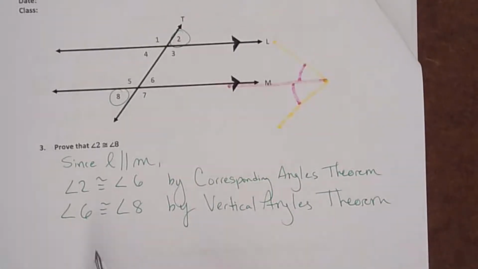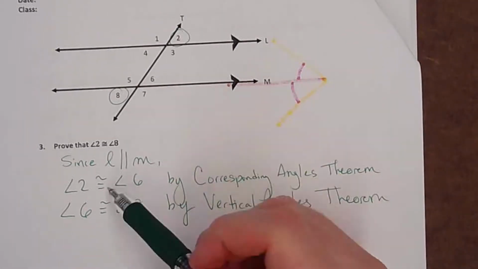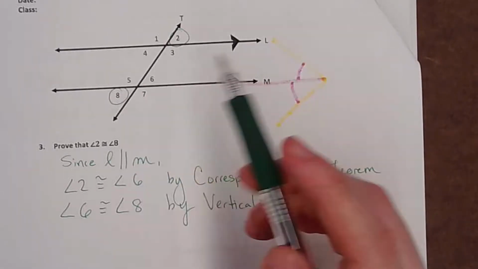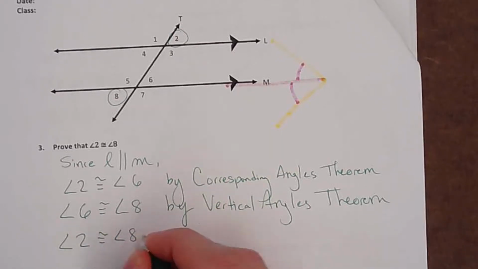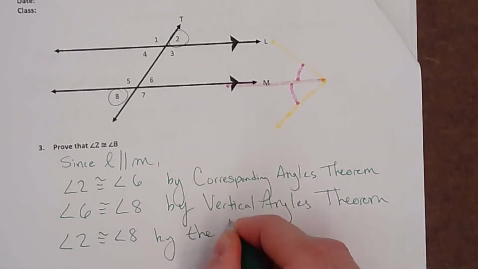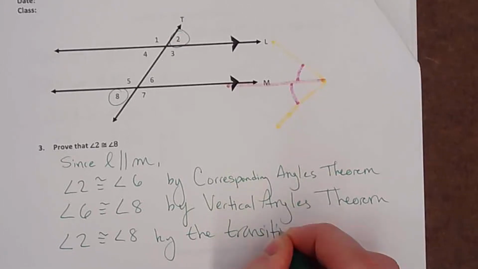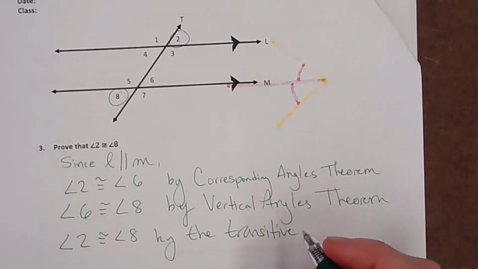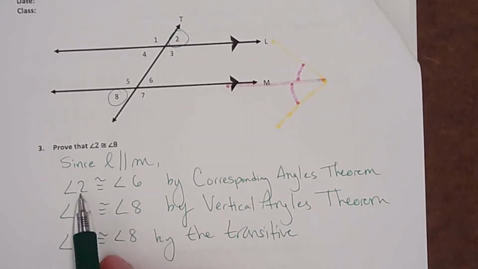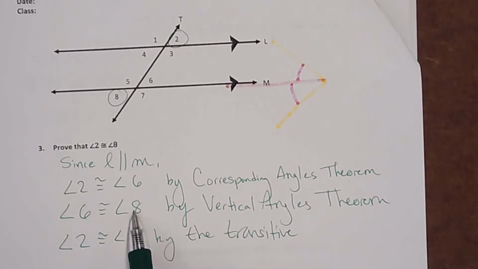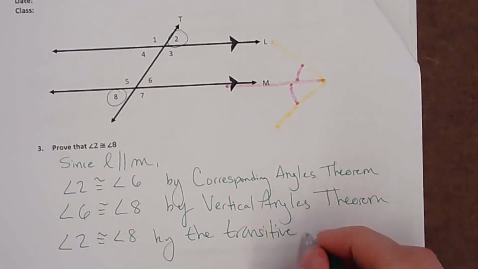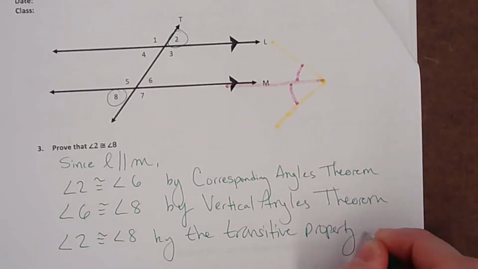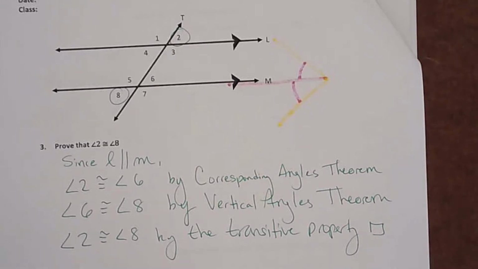And our last step, because we showed that 2 is 6, and we just showed that 6 is 8, now we need to show that 2 is 8, because that's what they want, right? We write what they want. 2 is congruent to 8 by the transitive property. And remember, the transitive property is like, I'm touching the table, the table's touching the pen, therefore I'm touching the pen. So 2 is touching 6, 6 is touching 8, therefore by the transitive property, 2 is touching 8. And that's our proof. Does that make sense, Grace? You know what I'm saying here? Yeah? Okay.